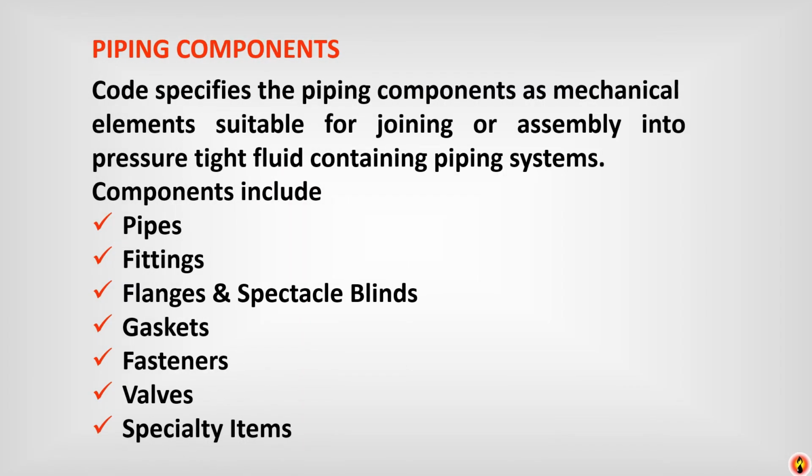Piping components. Code specifies the piping components as mechanical elements suitable for joining or assembly into a pressure-tight fluid containing piping system. Components include pipe, fittings, flanges, spectacle blinds, gaskets, fasteners, valves, specialty items.